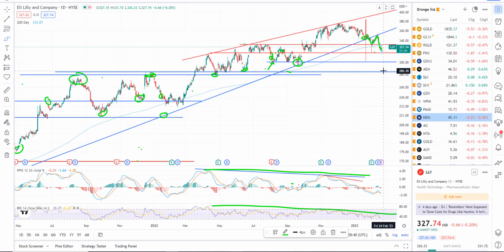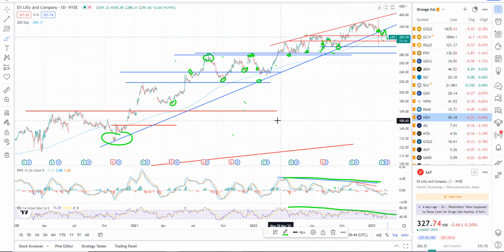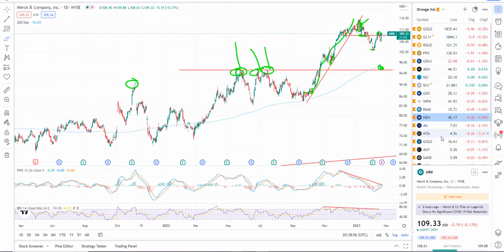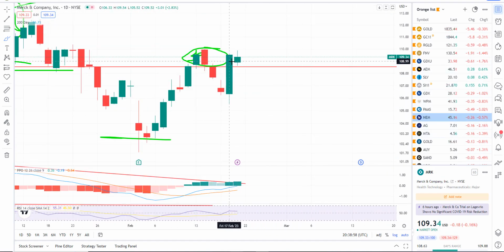So I'm expecting lower prices. I see good support down here, so my target for the near term would probably be about 284-ish. Decent support down there, although this could go a lot lower. Merck, MRK. I know this had a headline that came out, something about, it doesn't even really matter.